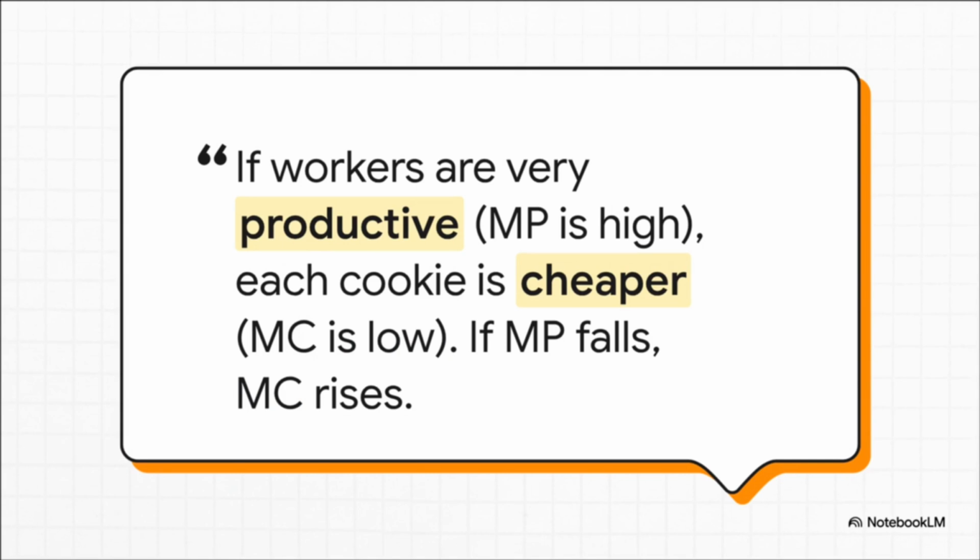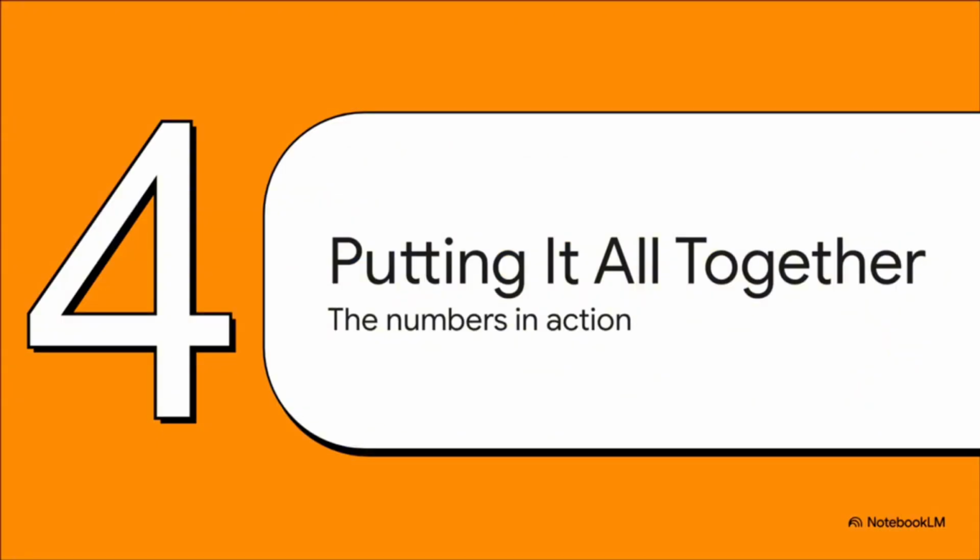Think about it. If your new hire is a total rock star and adds a ton of cookies, that means their marginal product is high. Well, then the cost you paid them gets spread out over all those cookies, making each one cheaper. But if they're not so productive and only add a few cookies, then the cost per cookie has to go up.